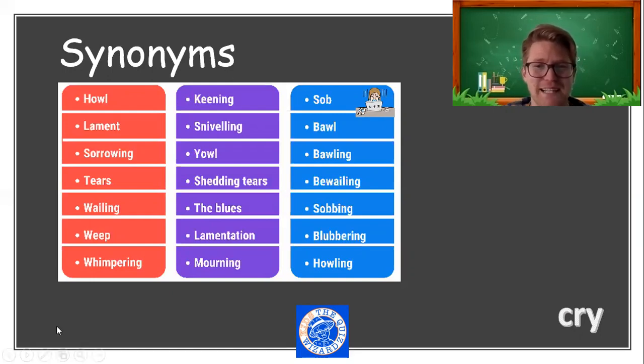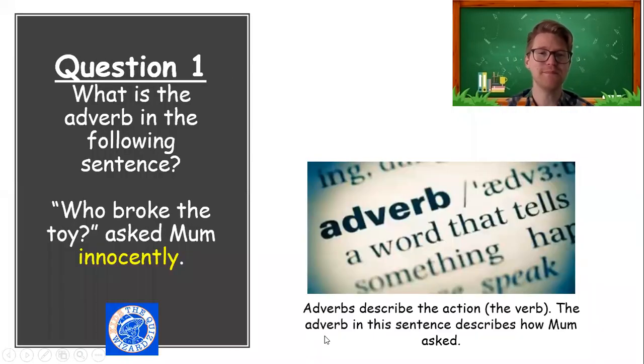Okay, let's go through the answers for today. So adverbs. Who broke the toy? Asked Mum innocently. So adverbs describe the verb. They describe the action. And the adverb in this sentence describes how Mum asked about who broke the toy. So it's innocently. Now there's lots of different types of adverbs, which we can look at in future quizzes, but not all adverbs end in ly, but that tends to be a good way of spotting them. And remember, they describe how the verb is being done.